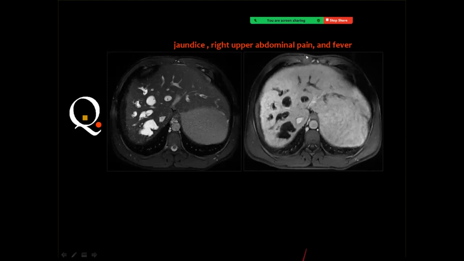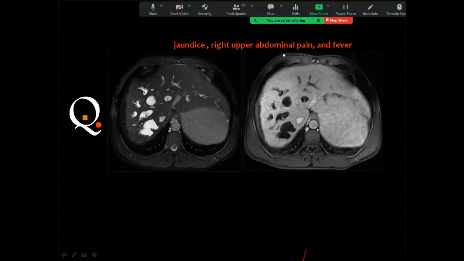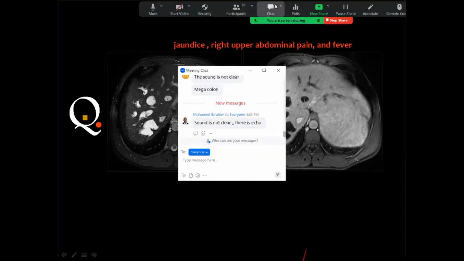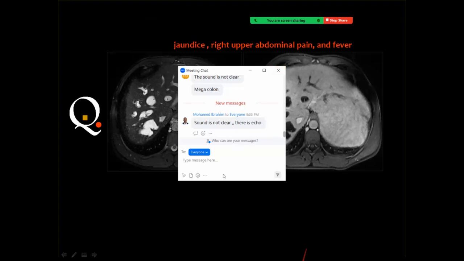The patient presented with right pain and fever. Actually, some questions. So if anyone knows the topic, he should close the microphone.